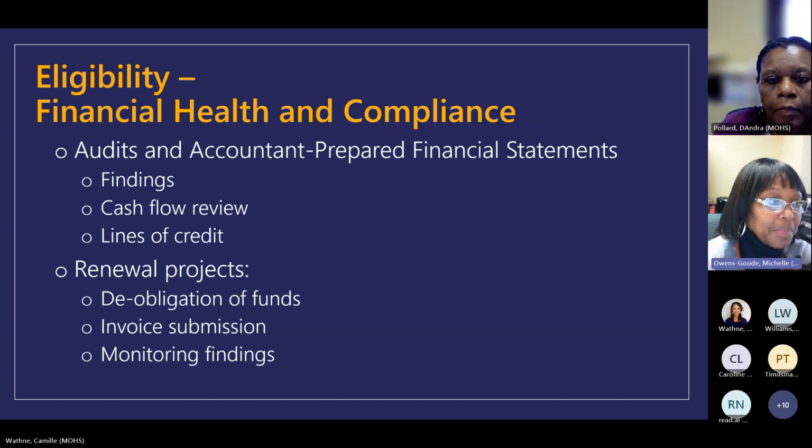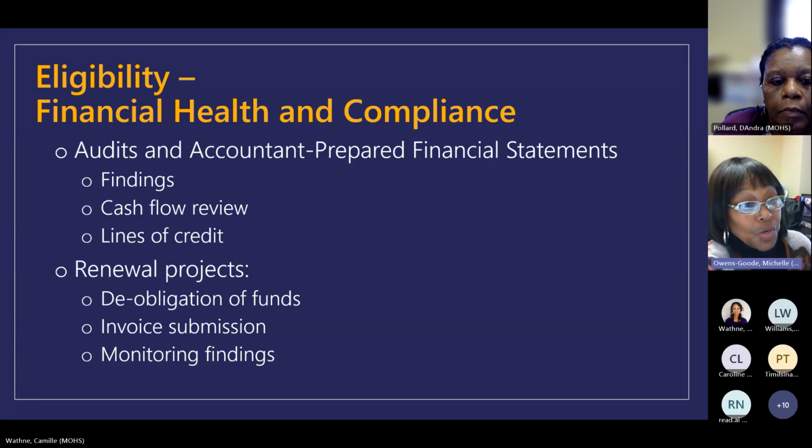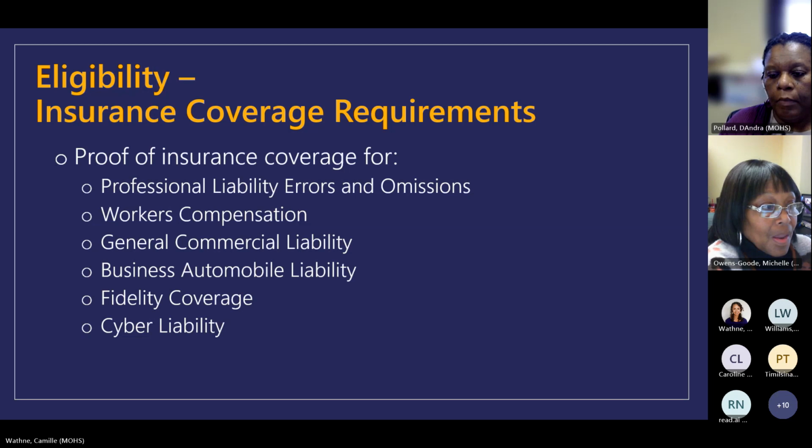Eligibility, financial health, and compliance. Audits and accountant prepared financial statements. Within the statements, it should include findings, cash flow review, and lines of credit. For renewal projects, we are requesting any information regarding de-obligation of funds, invoice submission, and monitoring findings. Insurance coverage requirements: proof of insurance coverage for professional liability errors and omissions, workers' compensation, general commercial liability, business automobile liability, fidelity coverage, and cyber liability.